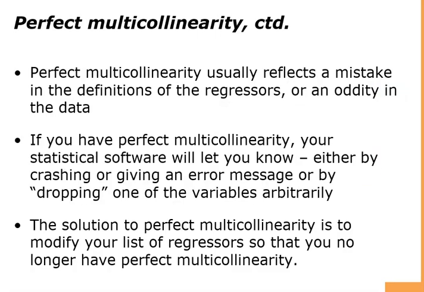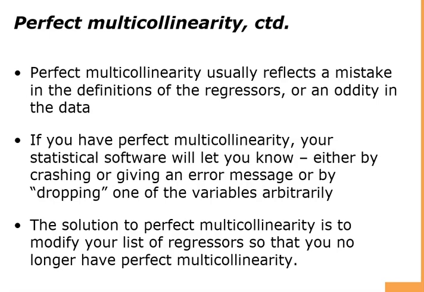So perfect collinearity usually reflects a mistake in the definitions of the regressors or an oddity in the data. For example, you can include the same variable twice, or you can include two different variables which pretty much mean the same thing, like the percentage of English learners and the fraction of English learners, or the percentage of English learners and the percentage of English speakers.